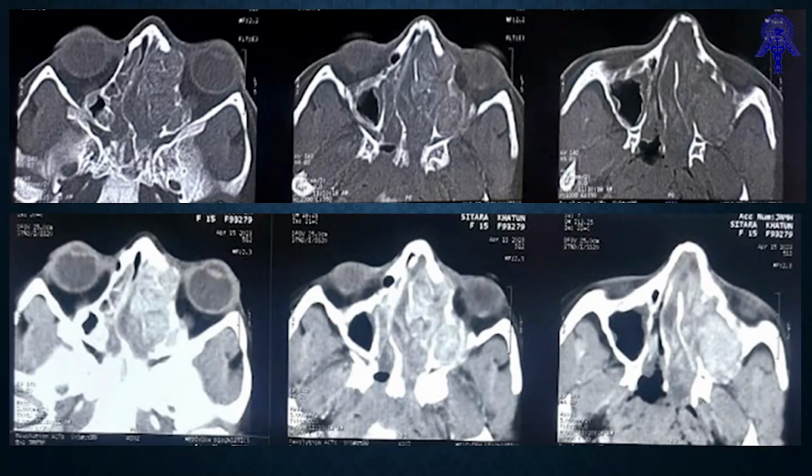Now see here, the double density sign, the characteristic sign of the fungal rhinosinusitis. Up to this you will be asked, then what is the double density sign? How is it formed?